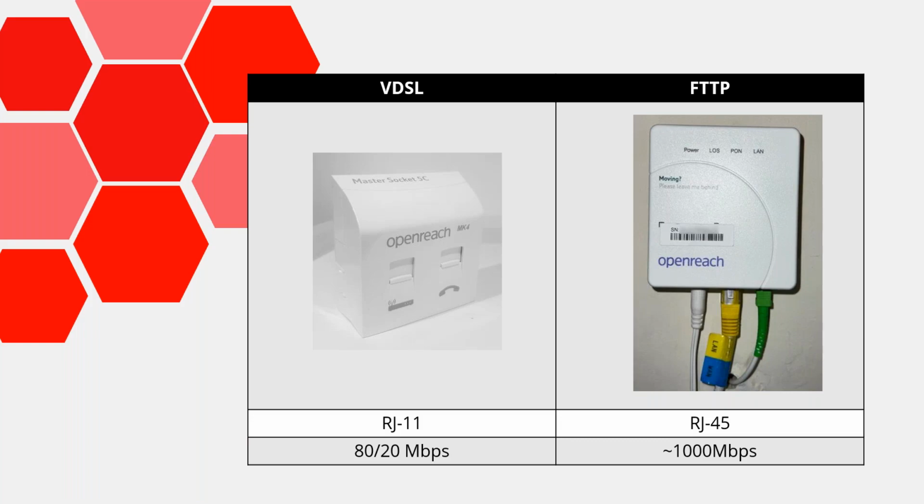Or if you have a newer installation, the ONT terminal that we can see on the right-hand side may allow you to browse the internet over the RJ45 cable. The speed would be significantly higher and may be capped at around 1 gigabit per second.